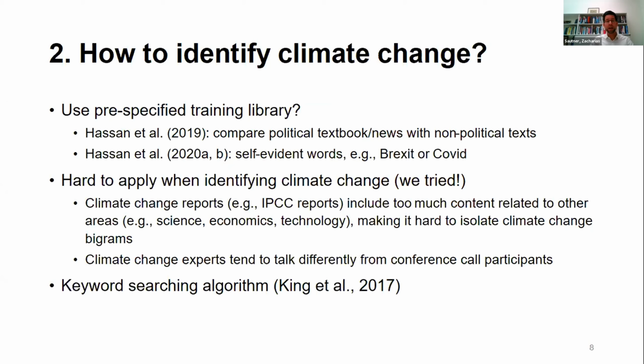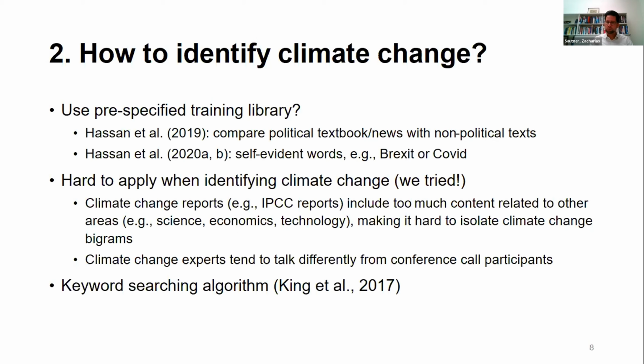Alternatively, you could take a shortcut. You define a set of words and scan these documents for the presence of these words. They do this in two papers where they look at whether Brexit or COVID-19 are discussed in these transcripts. The problem is both of these approaches are very hard to apply when identifying climate change. We tried that and figured out it's not working well.